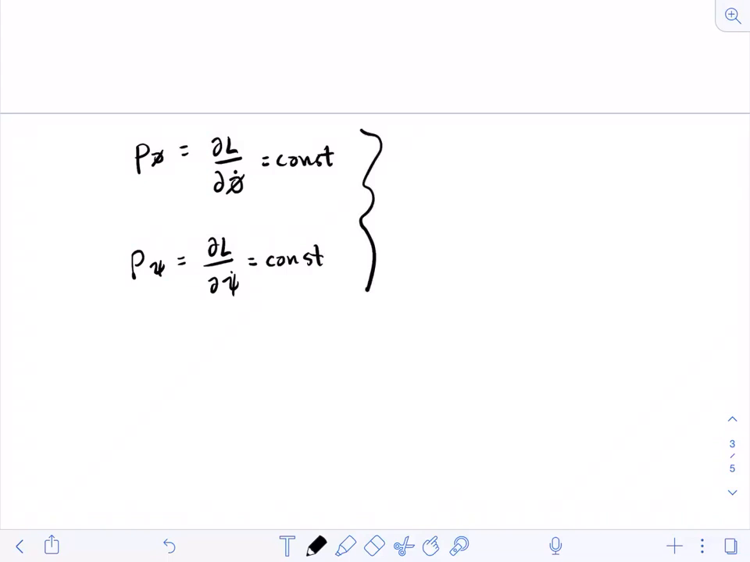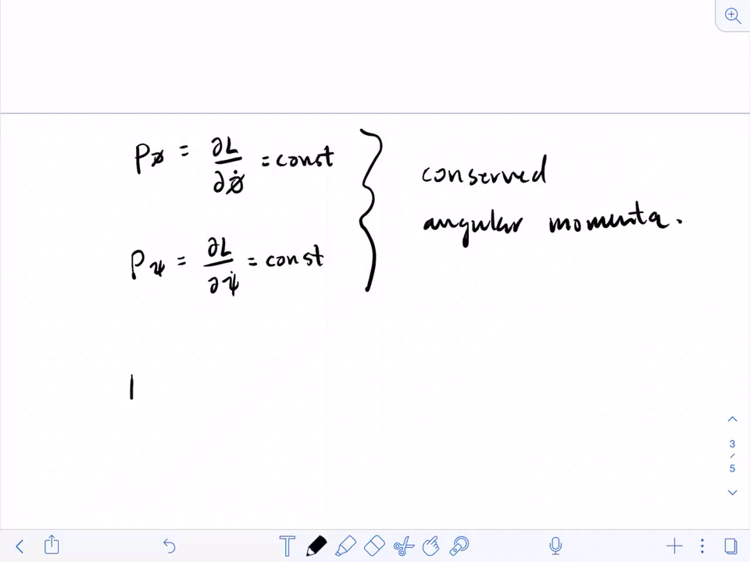Remember also what we said is that if the generalized coordinate was a length, then the conjugate momentum was regular momentum in units of, say, kilograms meters per second. If the generalized coordinate was an angle, then the conjugate momentum is an angular momentum. And so these are conserved angular momenta.